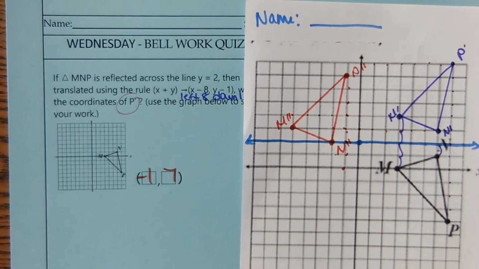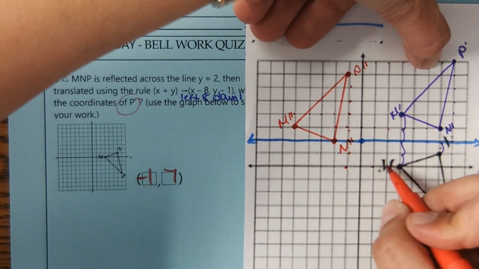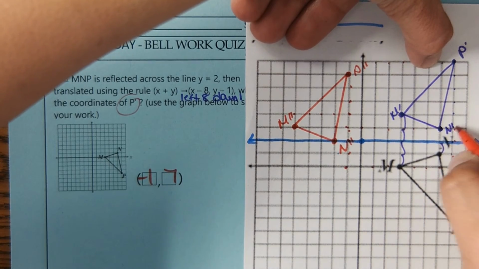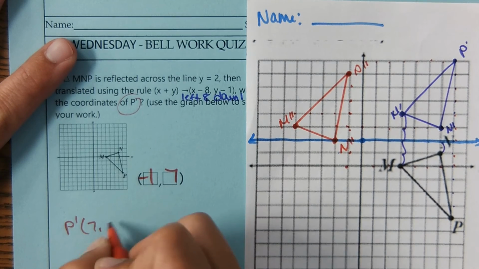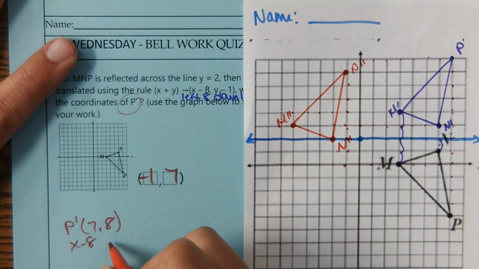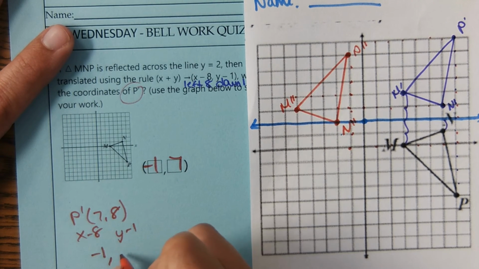So write that down. I also noticed that some of you are taking the coordinates of P prime here, which would be at 7, 8, and then you're using this coordinate rule, x minus 8, y minus 1, to figure out these coordinates. That works as well. That's fine, and you would get the same answer.